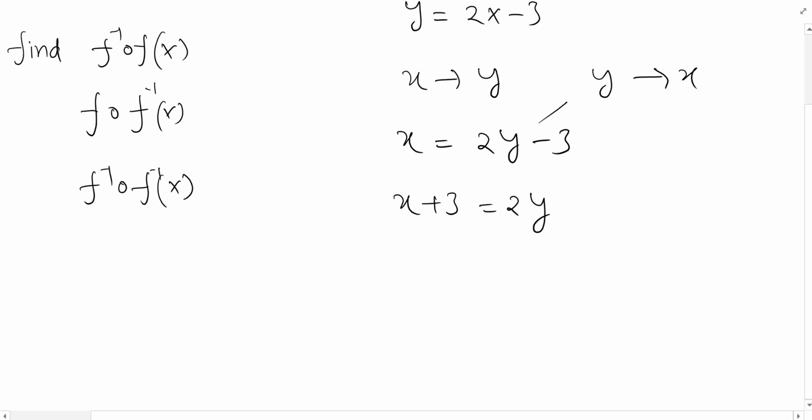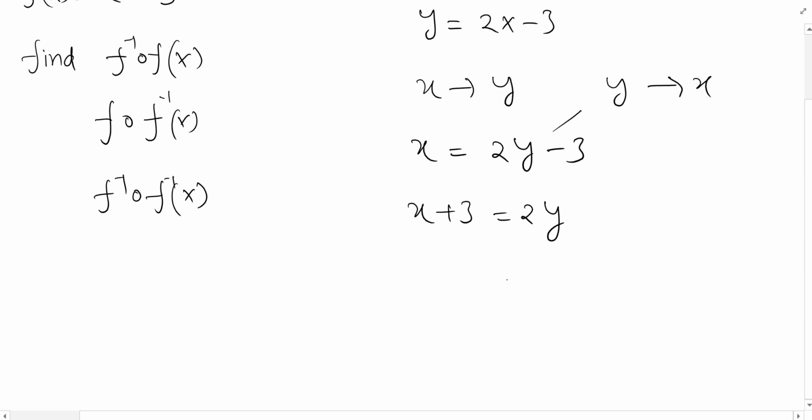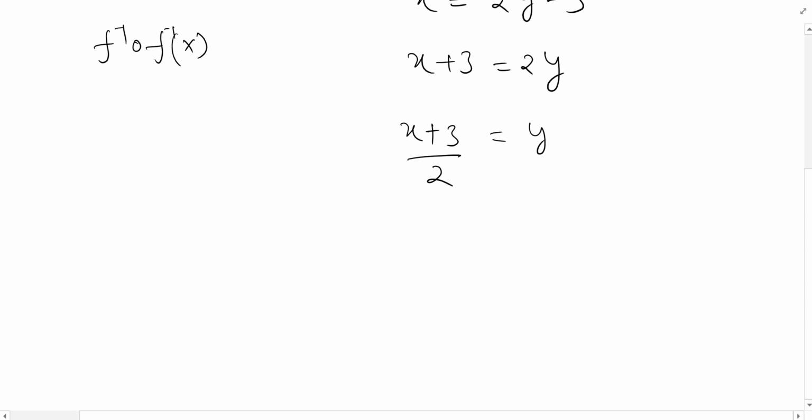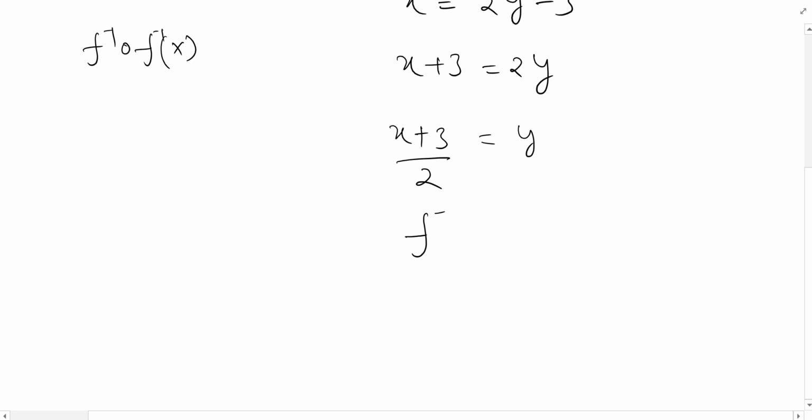So now the next step is we have to get rid of 2. In order to get rid of 2, we divide both sides by 2. So this is my final equation, and this equation is representing f inverse. So now this y is basically representing f inverse of x, and you can write it separately like that. 3 over 2, divide both of them by 2, write 2 at the bottom of both of these numbers. So we got f inverse of x now.